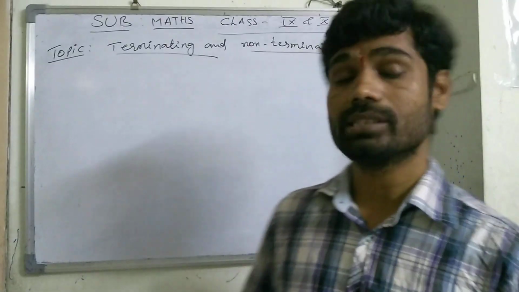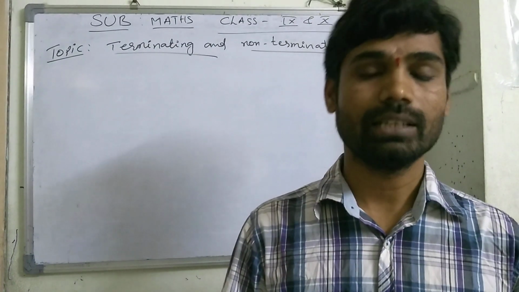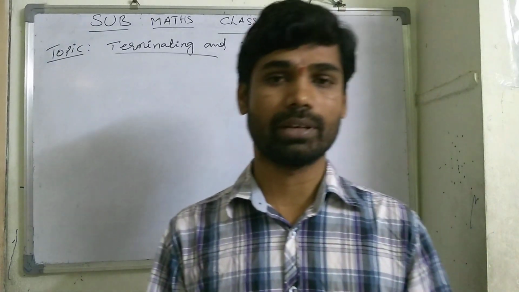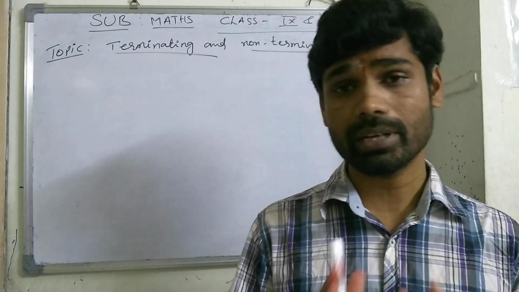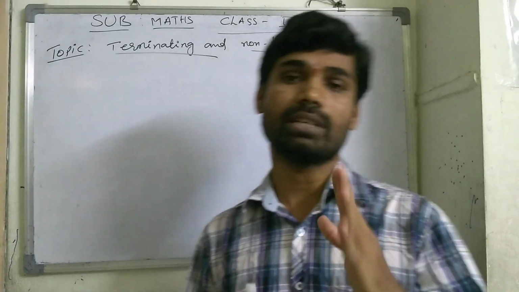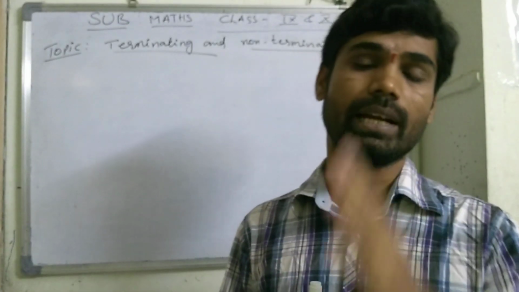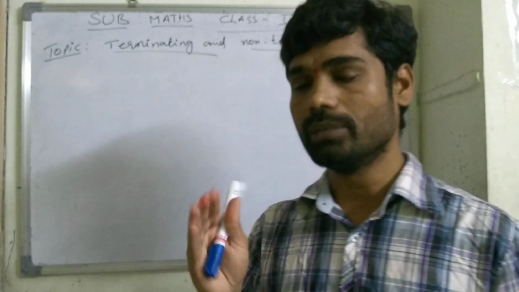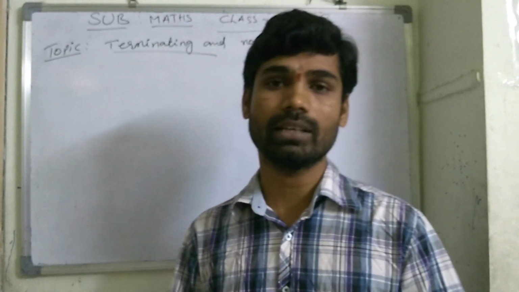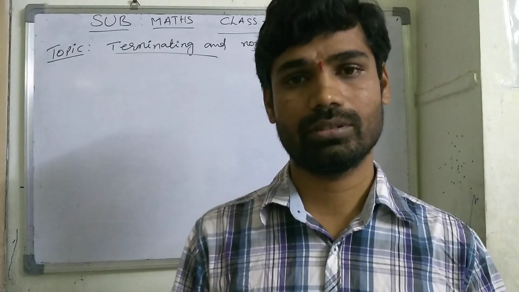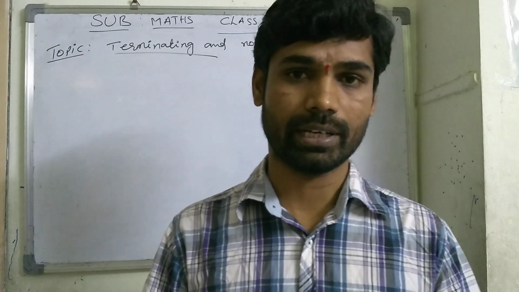Now today's class is about terminating and non-terminating. What is the meaning of terminating? Terminating means where the division ends. Means we can see somewhere the division will end. So there is a limit, that is called terminating. And non-terminating is where the division continues, means there is no end for the division.